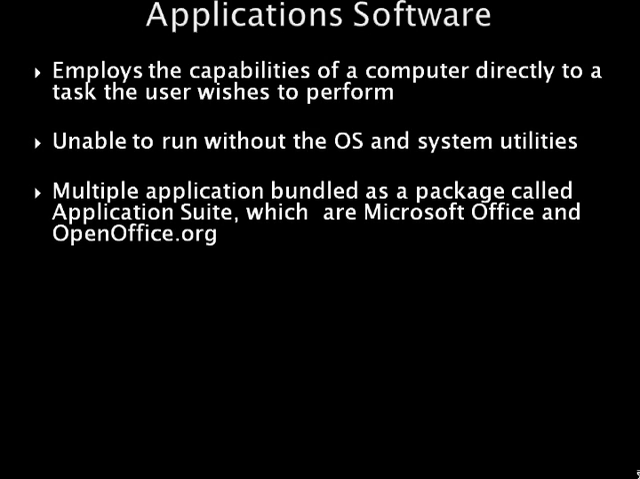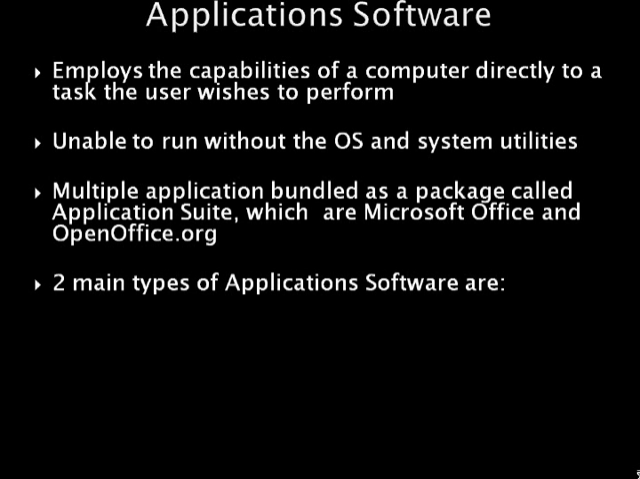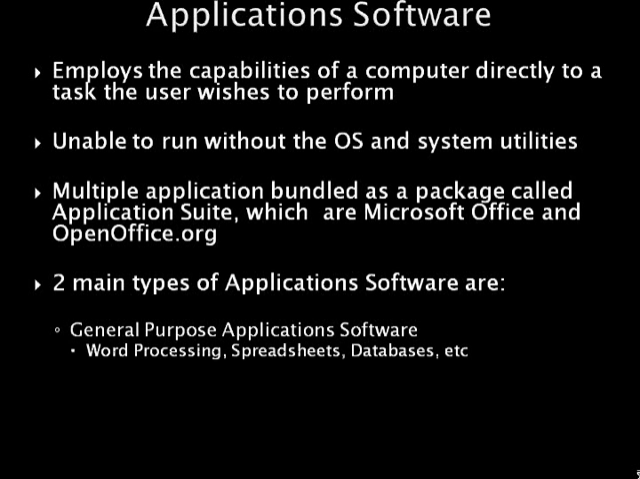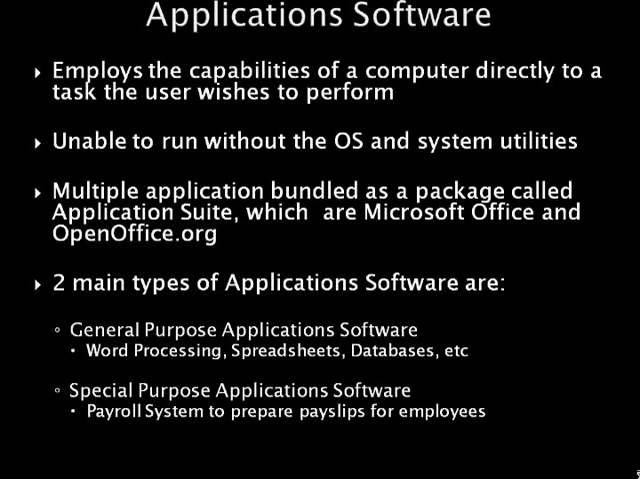There are two main types of application software. General-purpose application software, which handles tasks such as word processing, spreadsheets, databases, graphics, and integrated programs. Special-purpose application software, which handles the specific needs of a particular profession or business. For example, a company might use special-purpose application software, such as a payroll system, to prepare payslips for its employees.